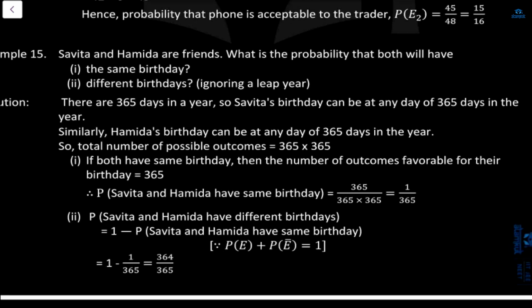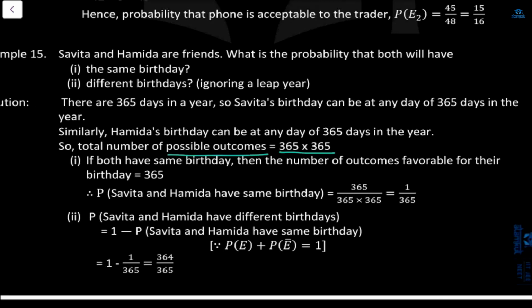So here the possible outcome is what? The possible outcome is 365 days. Savita's birthday can be on any day of the 365 days in the year, and similarly Hamida's birthday can also be any day of the 365 days in a year. So the total possible outcome here will be what? It will be 365 into 365, because we are not taking only one girl, we are taking two girls, Savita and Hamida. So this is your possible outcome.